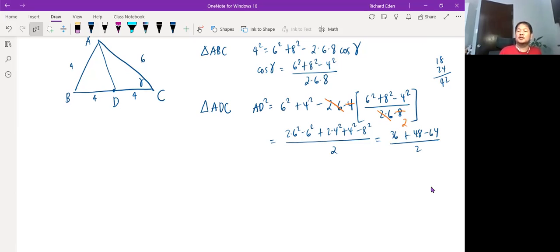Minus 10. All right. Same answer, square root of 10 for AD. All right. Okay.